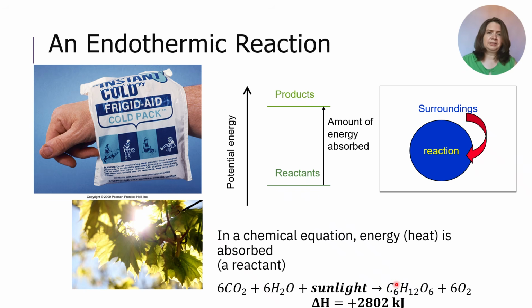Notice that photosynthesis and aerobic respiration are the same overall chemical reaction, just written in opposite directions. Aerobic respiration has a negative delta H because it releases energy. Photosynthesis has a positive delta H because it absorbs energy.